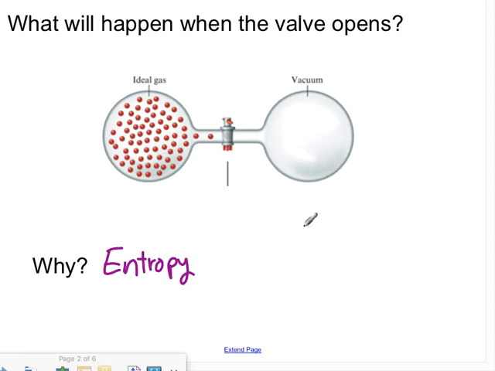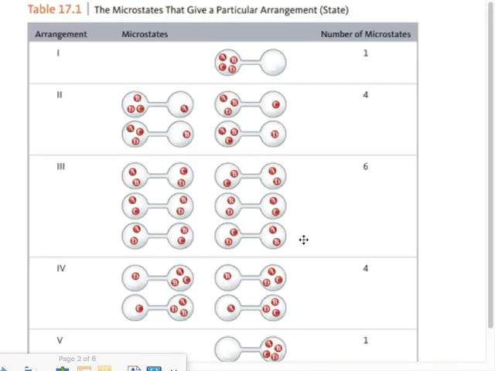And let me be a little more specific about that. So in this picture, we have lots of atoms, but let's make it a lot more simple and just think about if we only had 4 atoms. This is the same system with the two bulbs, the left side and the right side. So if we had all 4 atoms on the left, there's only one way that could be. It's if atoms A, B, C, and D are all on the left. So we call this a microstate. There's one possibility for that to be true.